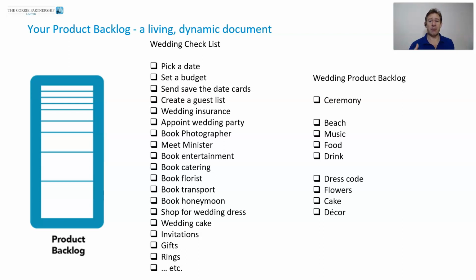We basically said, when we put it into a product backlog mindset, what's important is the ceremony. That's the most important thing. So how do we deliver the ceremony? The next most important thing was, I really wanted it to be on a beach, and so on. You can see there the list that we created. What we said was, these are the things that will help us deliver the thing called, or the product called, wedding for us, and that would deliver us the value.